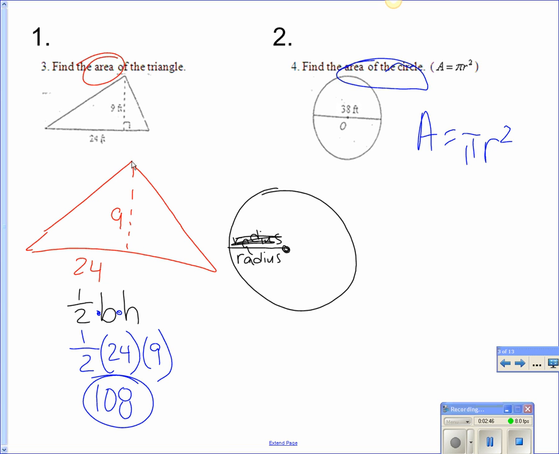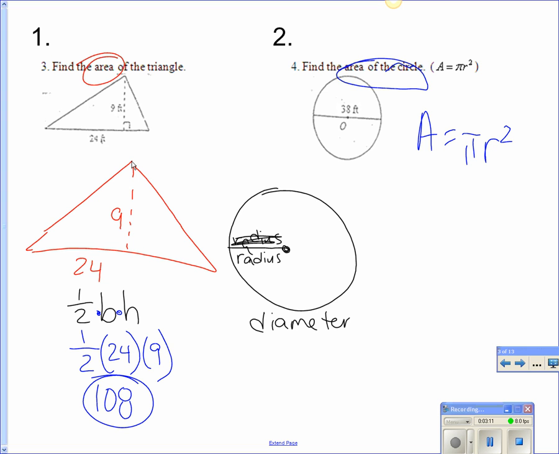Radius has 1, 2, 3, 4, 5, 6 letters. And diameter, how many letters are there? 8. So this one has more letters, so it goes longer. Diameter goes all the way across. Radius only goes halfway. Okay, all that to say, the formula has pi r squared, and R stands for radius.